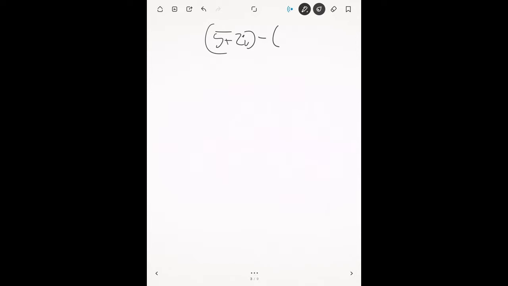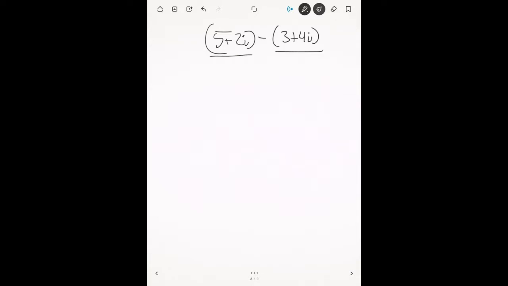Now, when we're talking about subtraction, subtraction works the exact same way, except we just have one little thing to adjust. So if I had the problem, let's say that I have 5 plus 2i, and instead of adding, I want to subtract the number 3 plus 4i. Whenever I'm working with complex numbers, I always write them in parentheses, because we want to remember that each of these individually are one number.